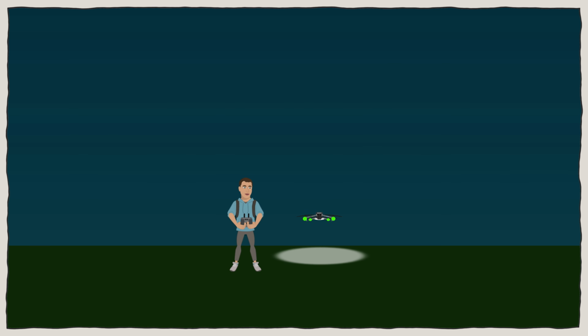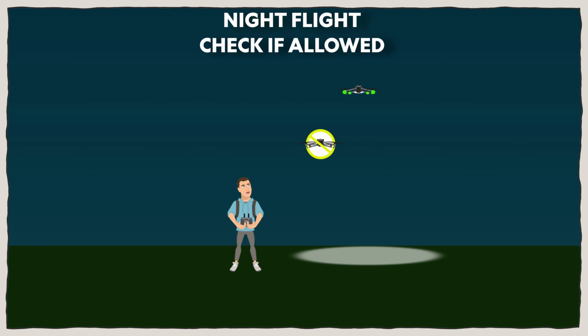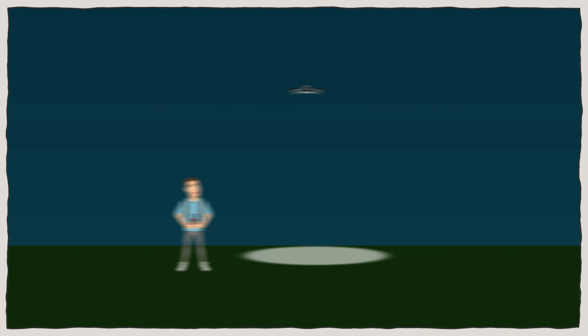And when you're flying at night in the EU, you're required to have a green flashing light fitted to your drone. And in some EU countries, you're not allowed to fly your drone at night in the open category. You're only allowed to fly in the specific or certified category after you have got authorization.